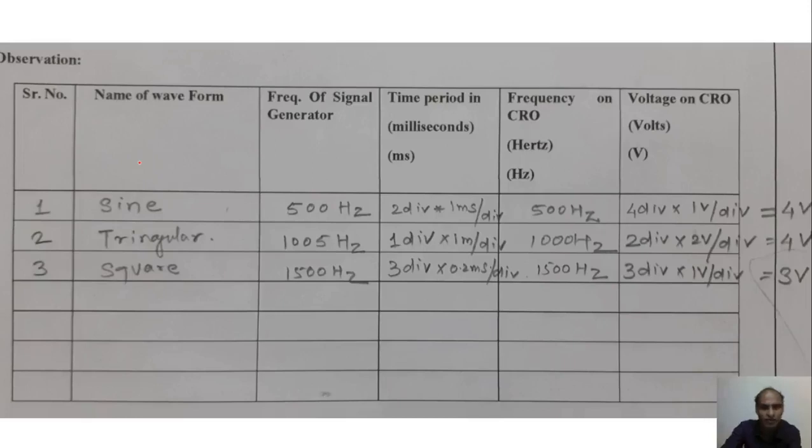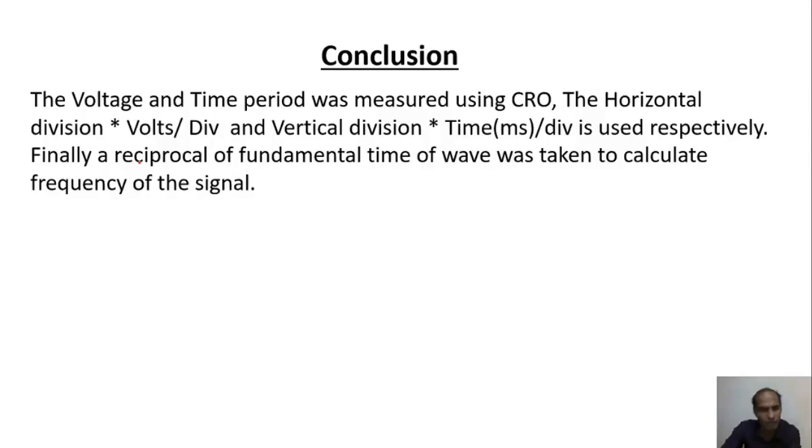The conclusion of this experiment is that voltage and time period were measured using the CRO. The vertical divisions multiplied by volts per division and the horizontal divisions multiplied by time per division are used respectively for this purpose. And finally, the reciprocal of the fundamental time period of the wave, that is of one cycle, is taken to calculate the frequency of a signal.